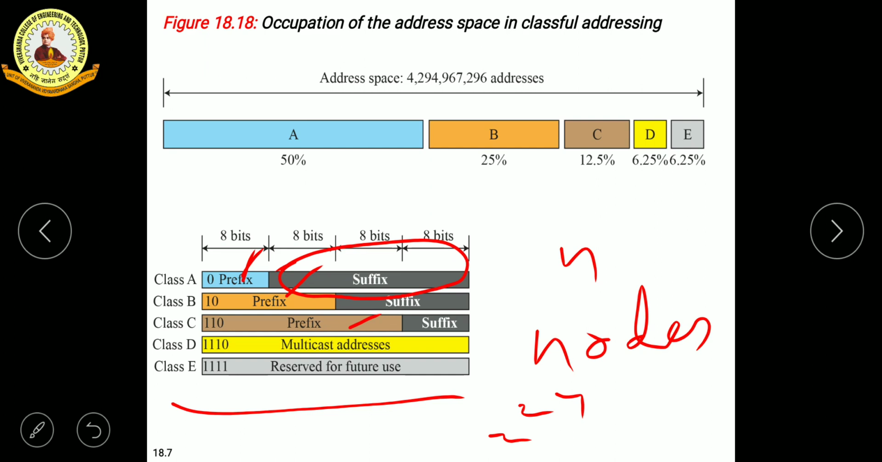Okay, after converting the IP address to binary, if it starts with 0, then you can say that it belongs to class A. If it starts with 10, then it belongs to class B. If it starts with 110, it belongs to class C. If it starts with 1110, then it is class D, which is not possible, and class E is also not possible because they are reserved for future use or multicasting purposes. Okay, so this is all about classful addressing.